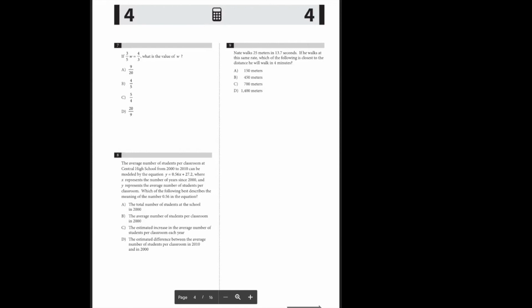So number 7, it's really just knowing how to get rid of variables and isolate them. And for this one, all you have to do is multiply by the reciprocal. And when you do that, these cancel out and you're left with 20 over 9. So let me cross that out. The answer is 20 over 9.